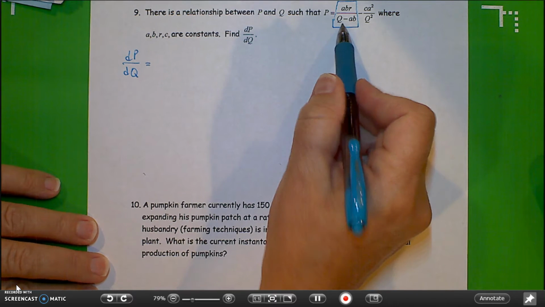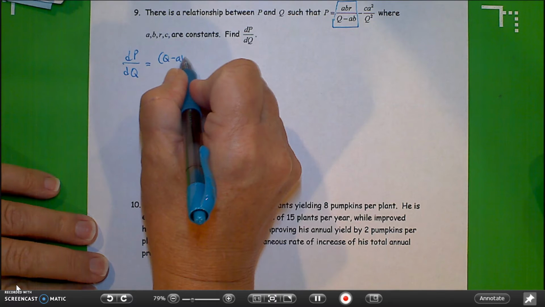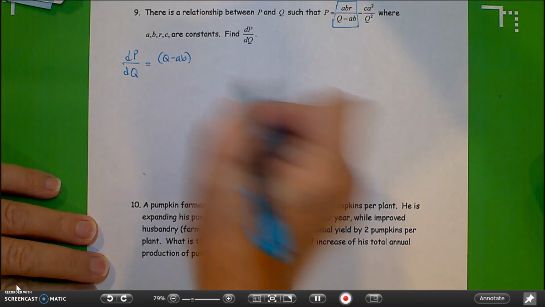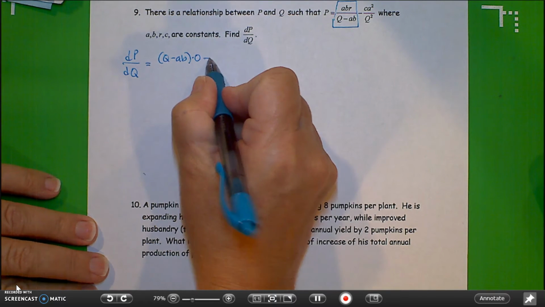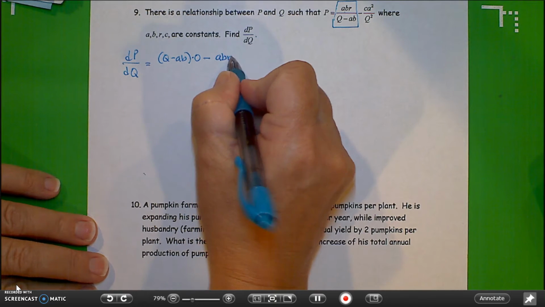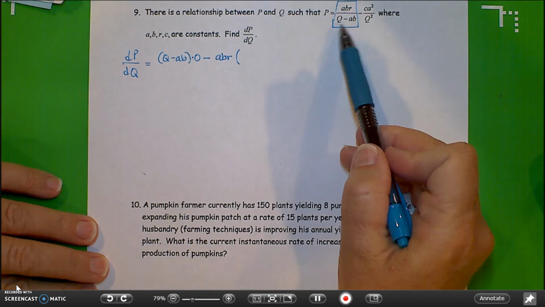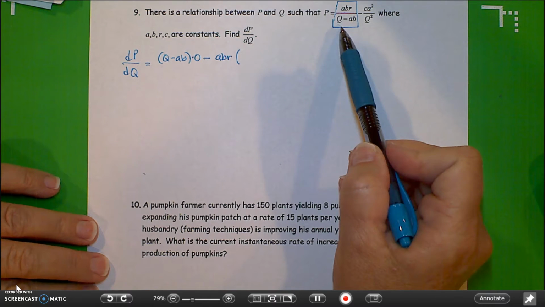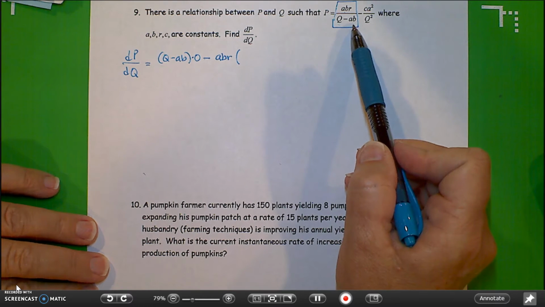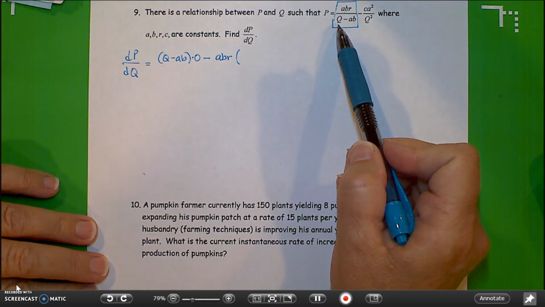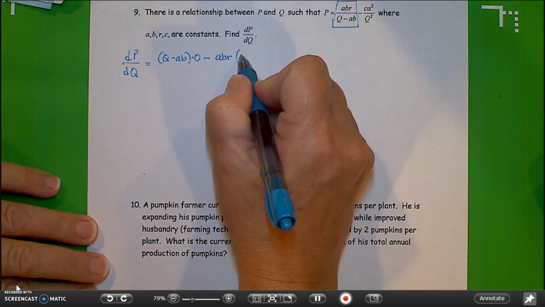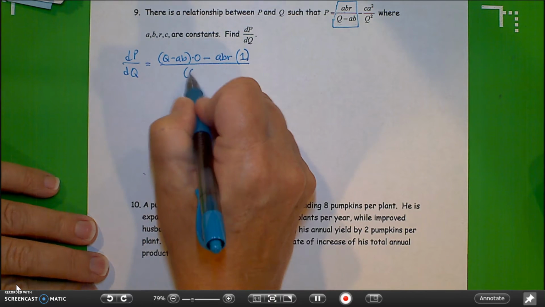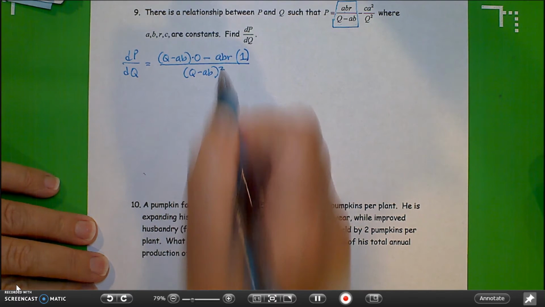The quotient rule, you always start with the bottom. So we have q minus ab times the derivative of the top. Since these are all constants, the derivative of any constant is 0. So this is times 0. Minus the top, which is ABR, times the derivative of the bottom. The derivative of the bottom with respect to the variable q would just be the coefficient of q, which is 1. AB is just a constant, so its derivative is 0. So the derivative of q is 1. All over the bottom squared, so q minus AB quantity squared.